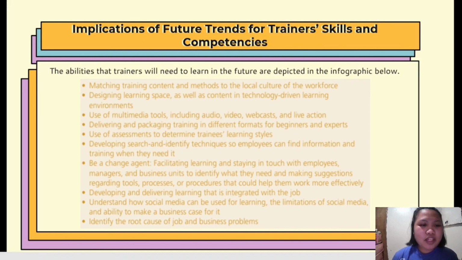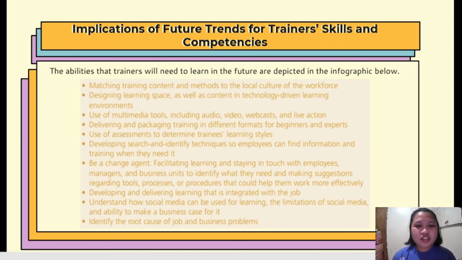Lastly, the implication of future trends for trainer skills and competencies. According to recent studies, the ASTD competency model's abilities and knowledge will be needed in the future. However, the capacity of trainers to use technology more efficiently will be emphasized even more. In addition, as businesses grow more global, training techniques and material will need to adapt to local cultures. The abilities that trainers will need to learn in the future are depicted in the infographic below.